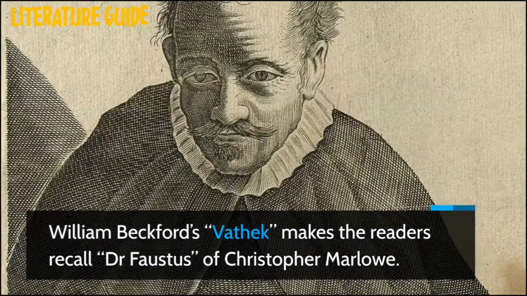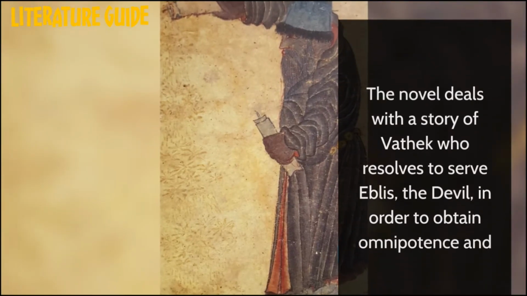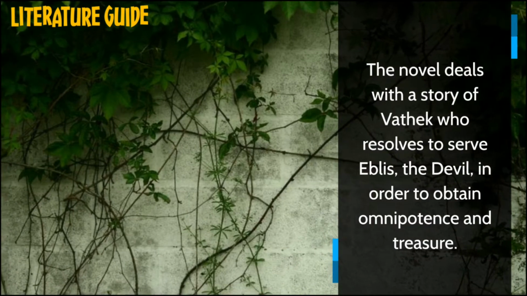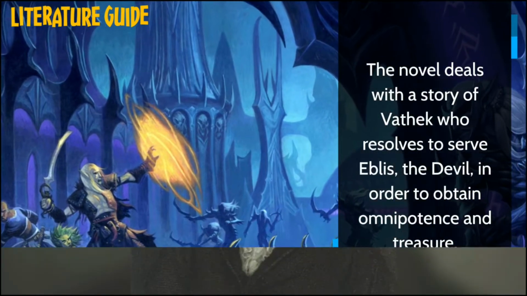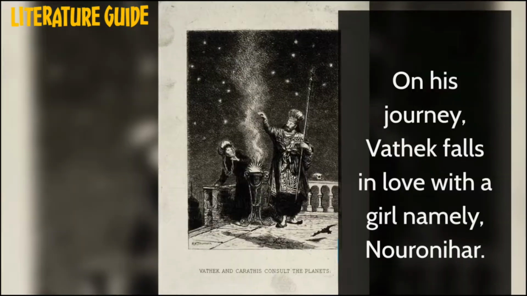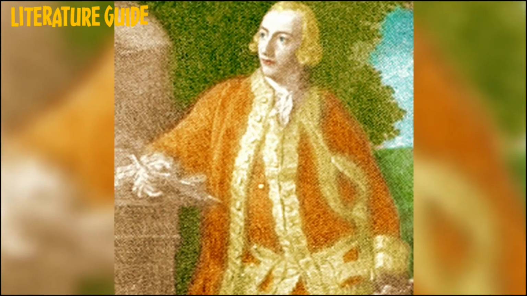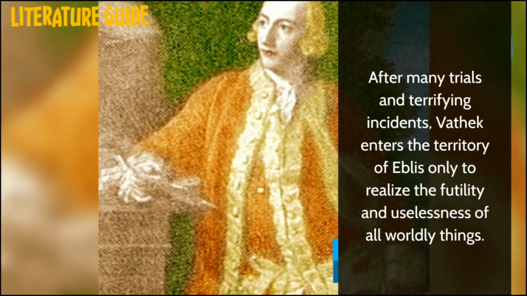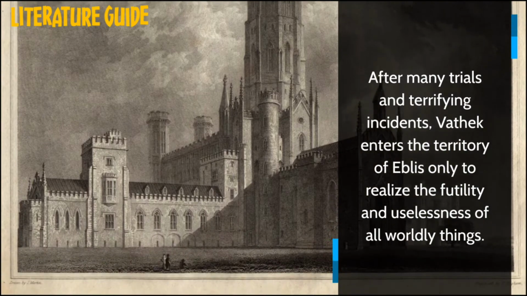William Beckford's Vathek makes the readers recall Dr. Faustus of Christopher Marlowe. The novel deals with the story of Vathek who resolves to serve Iblis, the devil, in order to obtain omnipotence and treasure. On his journey, Vathek falls in love with a girl namely, Noor Nayar. After many trials and terrifying incidents, Vathek enters the territory of Iblis only to realize the futility and uselessness of all worldly things.